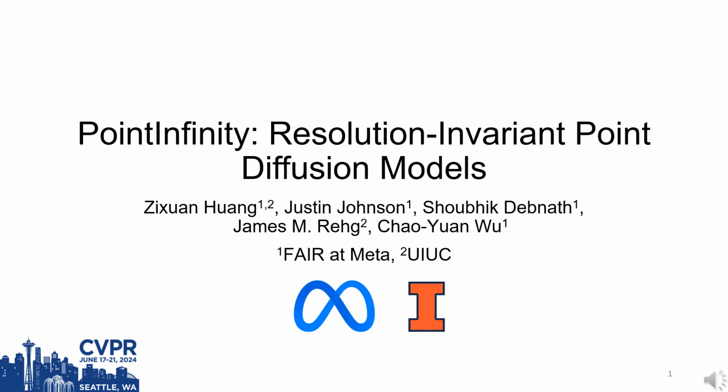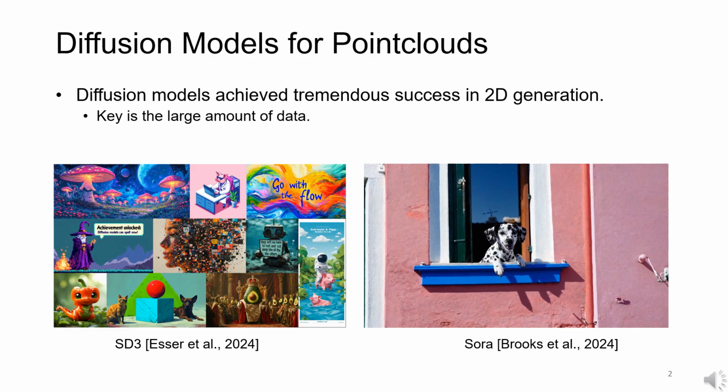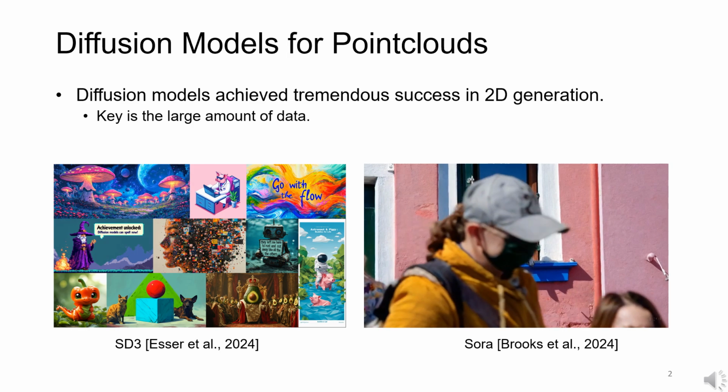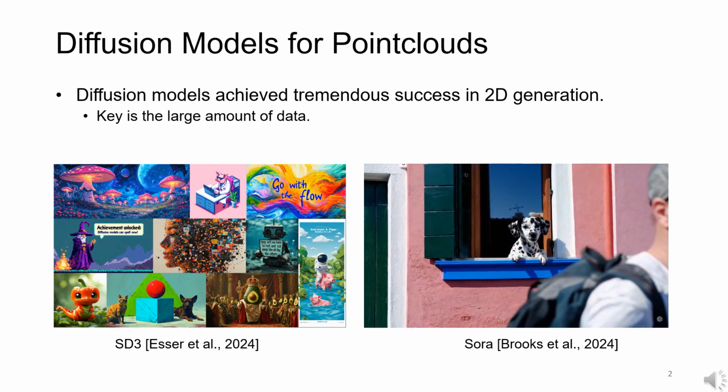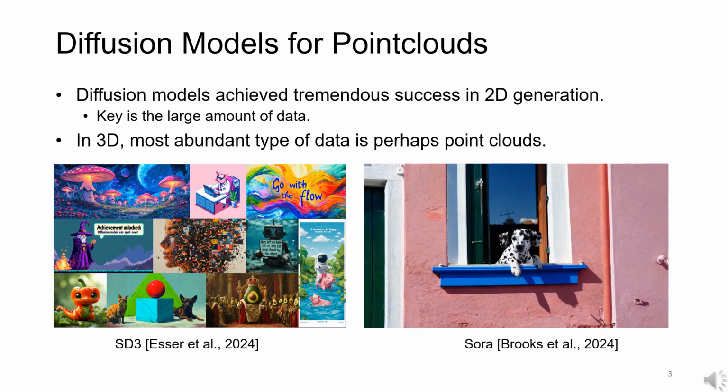In this video, we present an overview of our paper, PointInfinity: Resolution-Invariant Point Diffusion Models. Recent years have witnessed remarkable success in diffusion-based 2D image generation. A key reason behind this success is the large amount of images available for training. In the 3D domain, the most abundant type of data is perhaps point clouds. However, diffusion-based 3D point cloud generation methods have lagged behind, lacking the realism and diversity of their 2D image counterparts.